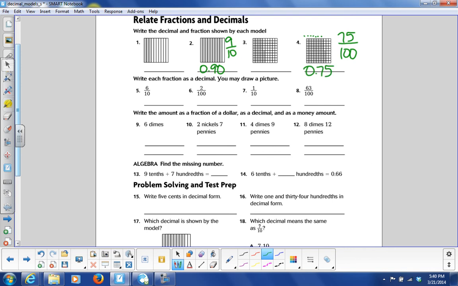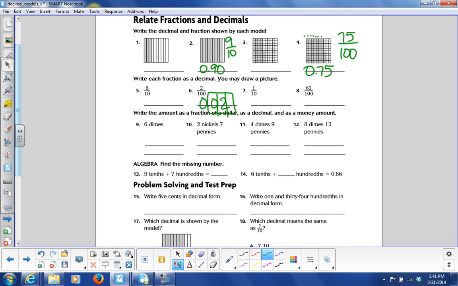Okay, write each fraction as a decimal. I'm going to do the number 6 for you, the 2 hundredths. It's going to look like this, right? Okay, if I did my house, it's going to go into my hundredths room. So it's going to be 0.02. Let me write that better for you. 0.02. Okay, because if I have my house, those are my rooms.